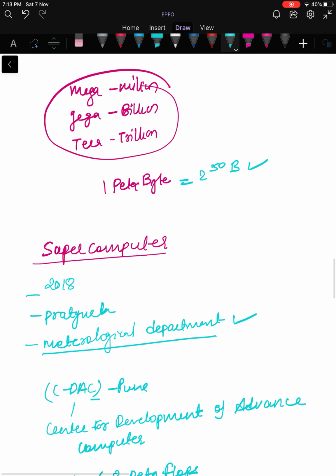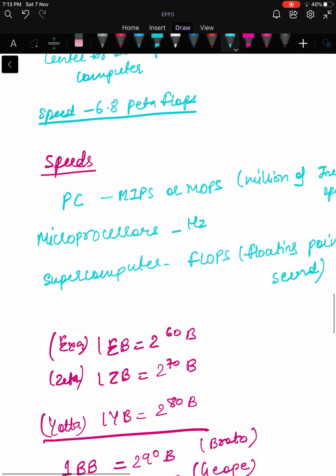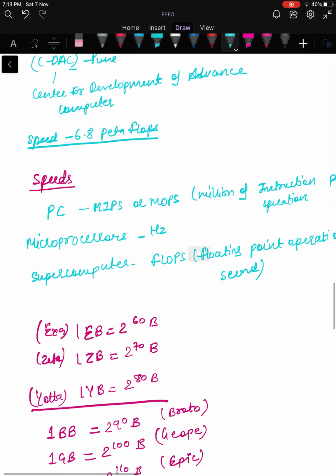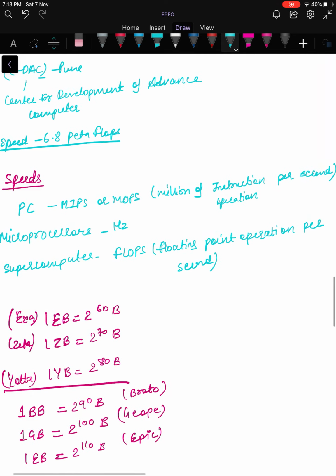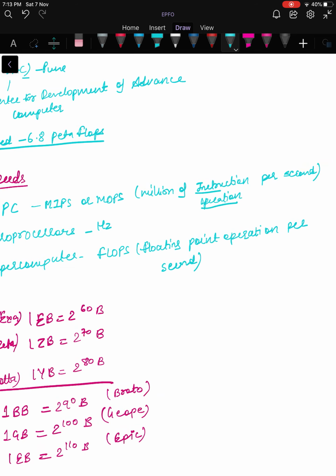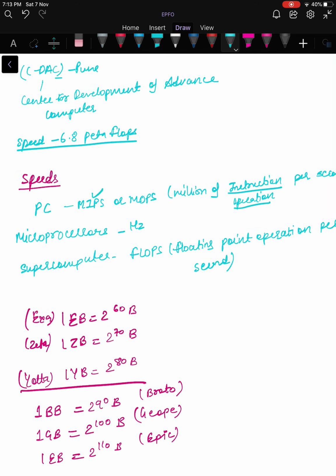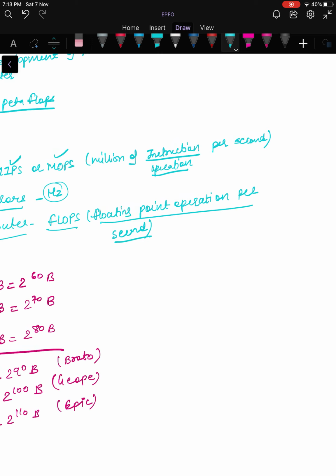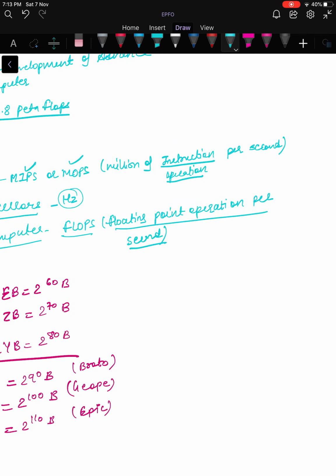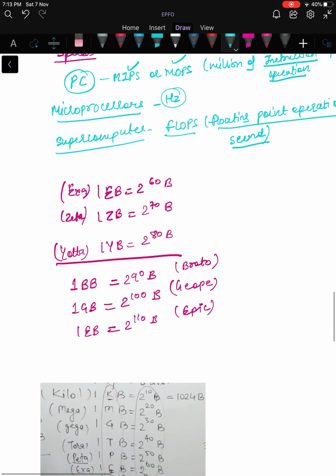Peta, we know, is 2 to the power 50 bytes. So the speed is 6.8 petaflops. Now speeds. In the case of a personal computer, speed is measured in MIPS or MOPS, meaning million instructions per second or million operations per second. In the case of a microprocessor, we measure it in hertz, but in the case of a supercomputer, we measure it in flops. Flops full form is floating point operations per second.